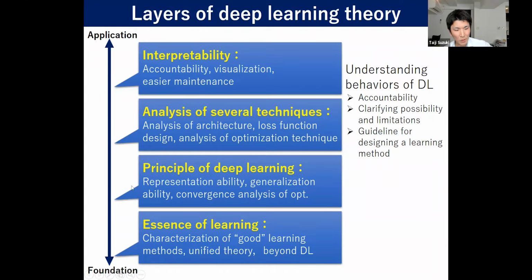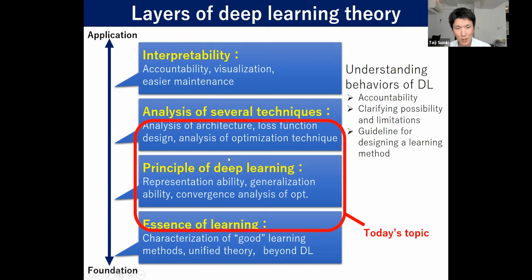Then at a deeper, more fundamental level, there is the essence of learning. At this level, we can forget deep learning. We investigate more general learning systems, and we characterize what is essential for good learning systems. We develop some kind of unifying theory for good learning systems, including deep learning but also any other methods. And through such a learning theory, maybe we can find some key to finding methods that go beyond deep learning.